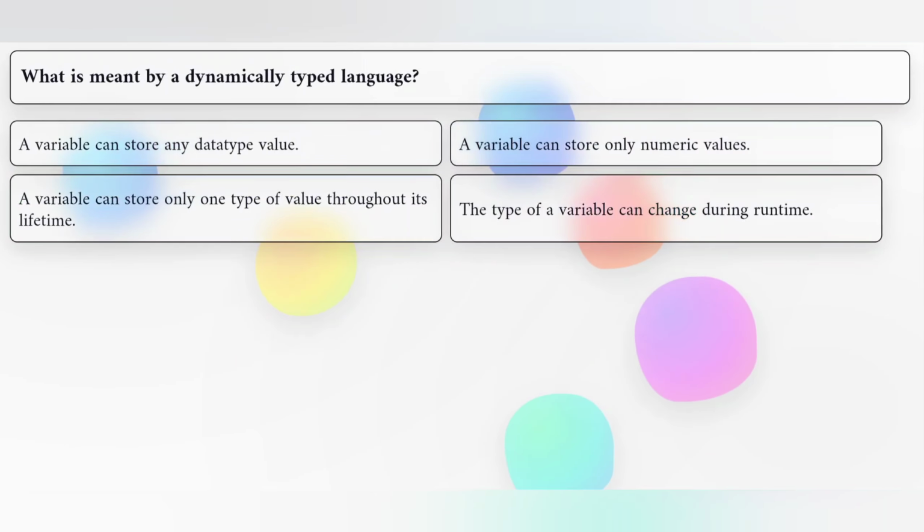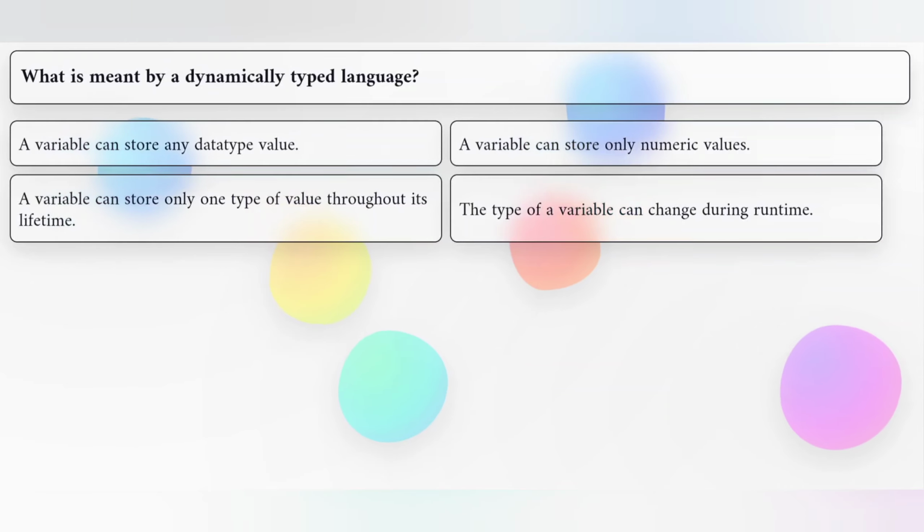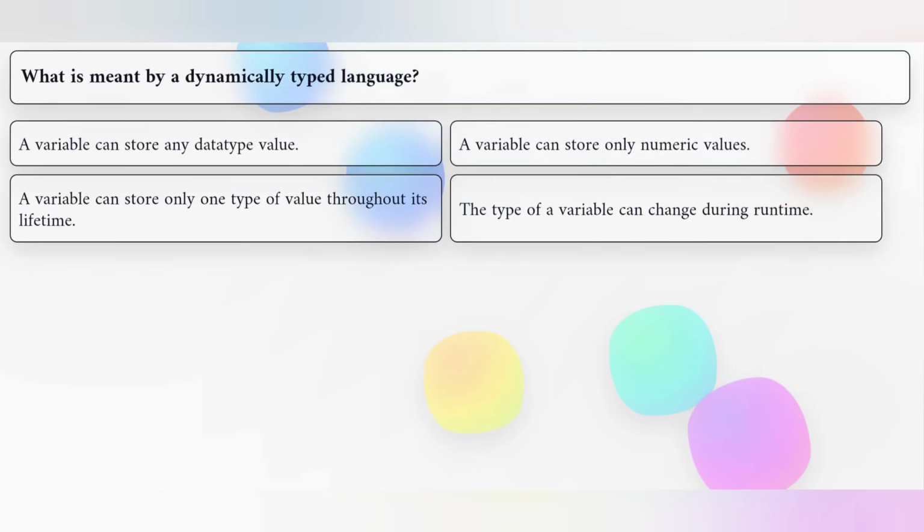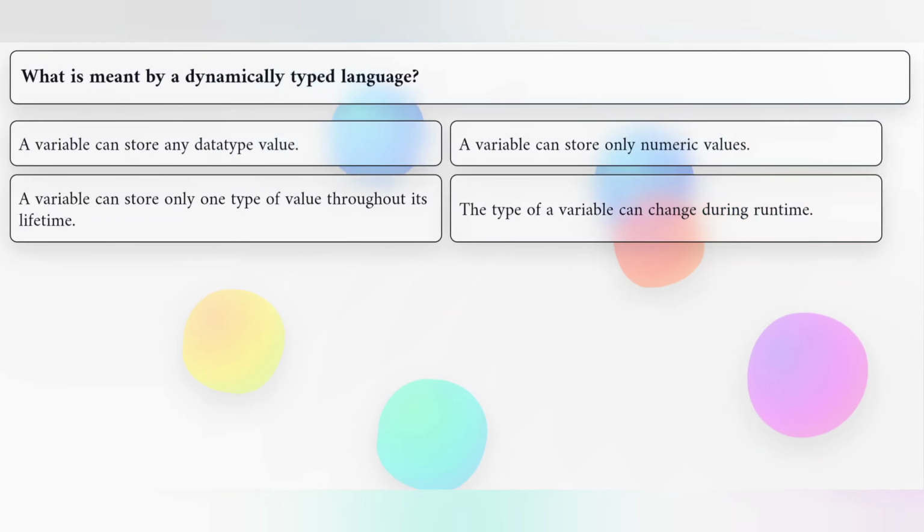What is meant by a dynamically typed language? A variable can store any datatype value. A variable can store only numeric values. A variable can store only one type of value throughout its lifetime. The type of a variable can change during runtime.